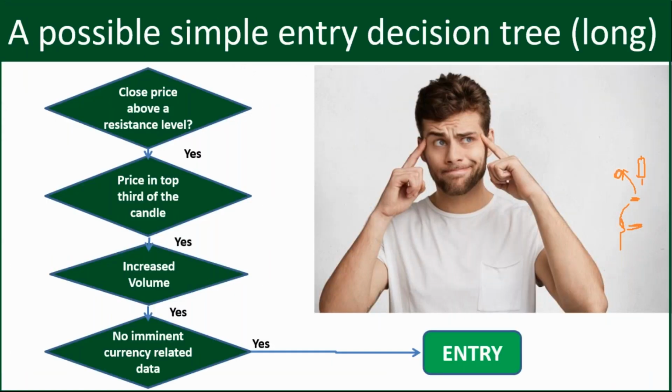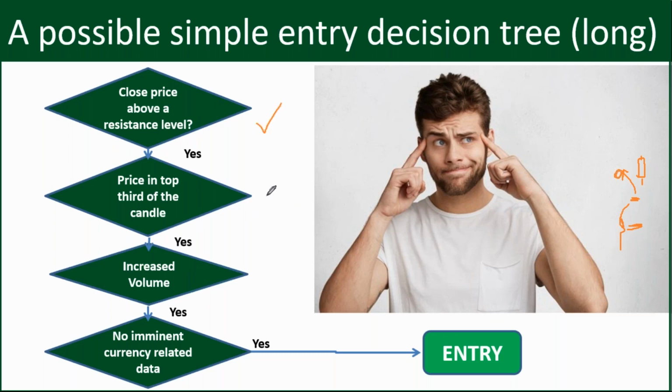Let's look at a simple entry decision tree based on what I've told you. Okay, so first of all, this is a long trade. If you want to take a screenshot of this while I'm talking, that's fine, but we'll just go through it again. So is there a close price above the resistance level? Then we can say tick.